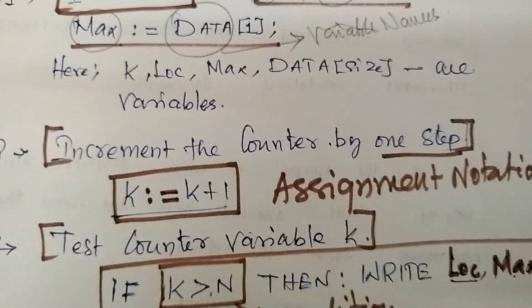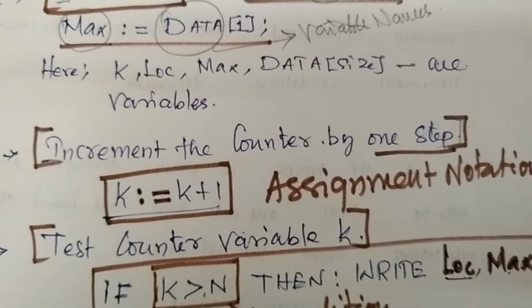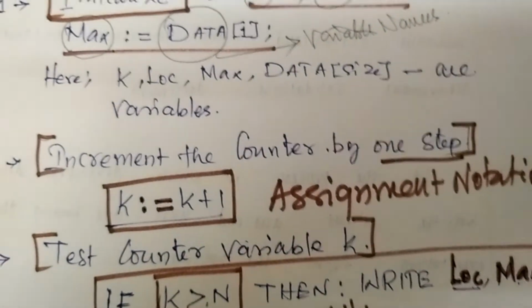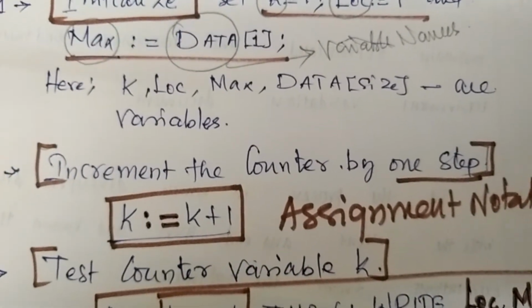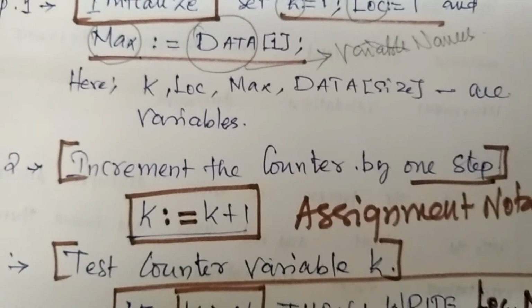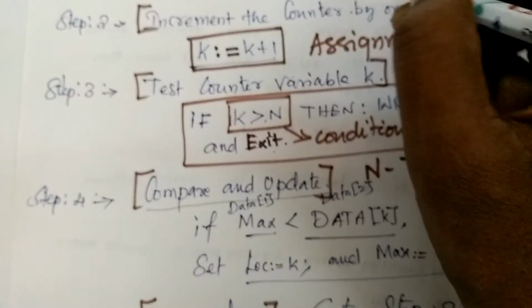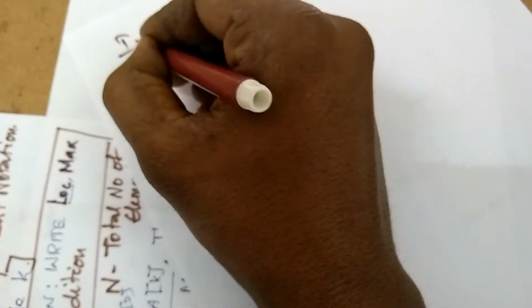Then input and output. Input and output are done by the read and write statements. You read the value by the read statement. These are the basic input and output of an algorithm.